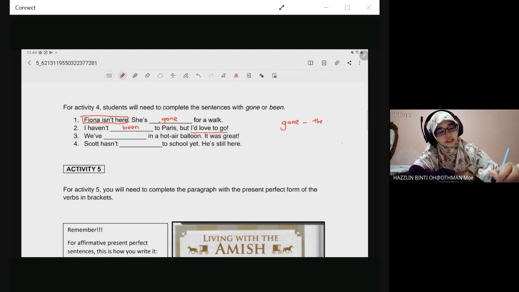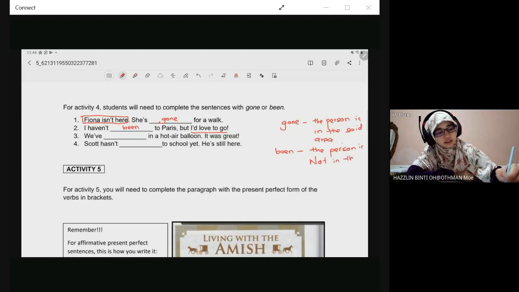For gone, the person is still doing whatever the person is doing in the said area. For been, the person is not in the said area.